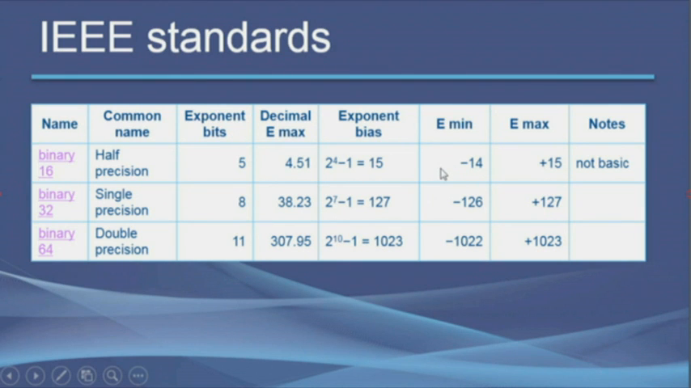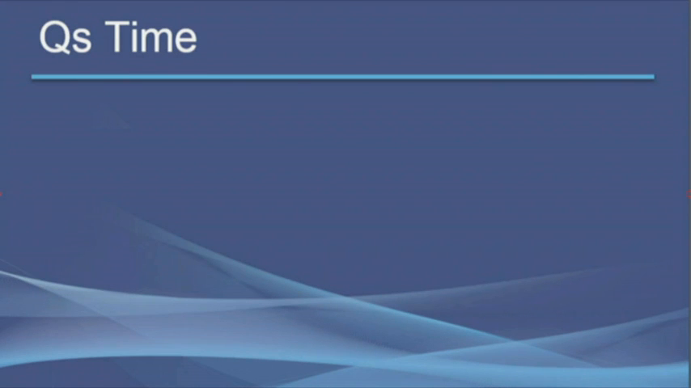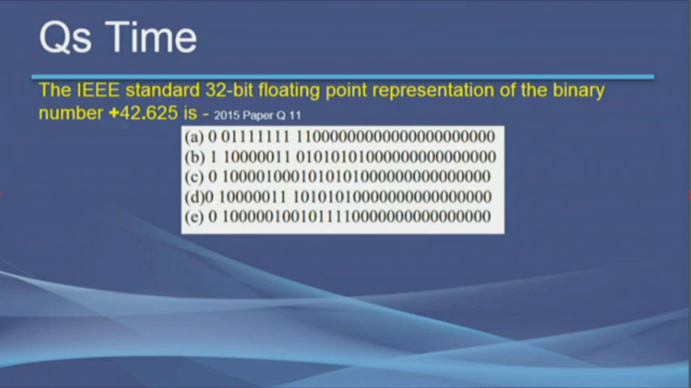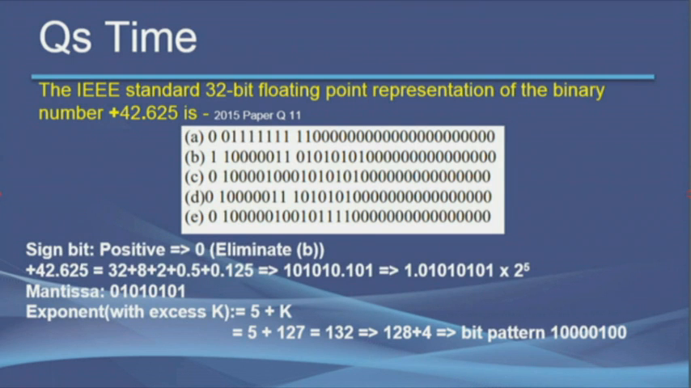So let's consider some questions here. In IEEE standard, the 32-bit floating point representation of the binary number plus 42.625 is. This is the 2015 paper, question 11. And you can see the sign bit is positive, which means 0. So you can simply eliminate option B. And positive 42.625. Again, you can do the simple math. 42 you can take as 32 plus 8 plus 2. And 0.625 you can get by adding 0.5 plus 0.125.